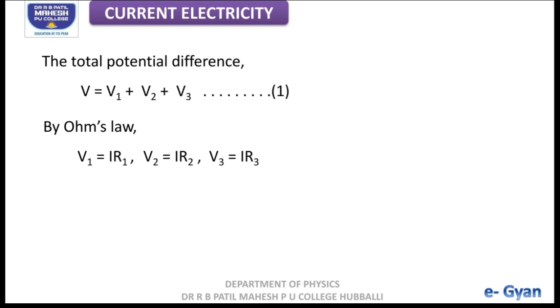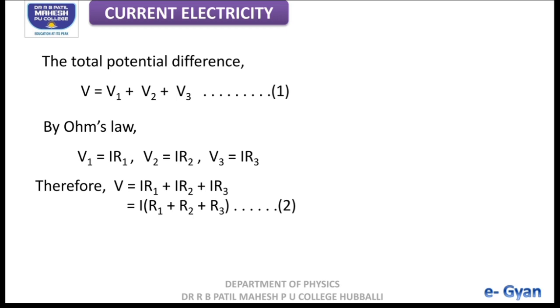Putting these values in equation number 1, we get V = I R1 + I R2 + I R3. Since I is common in all the cases, I will take it as common. It becomes I (R1 + R2 + R3). Let this equation be 2.